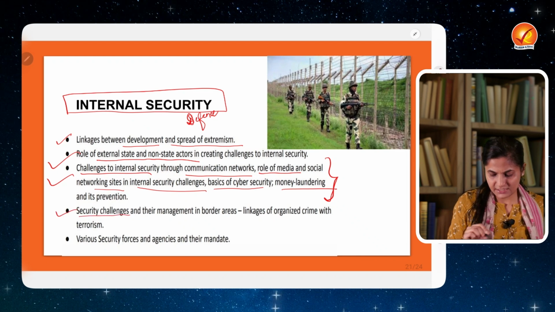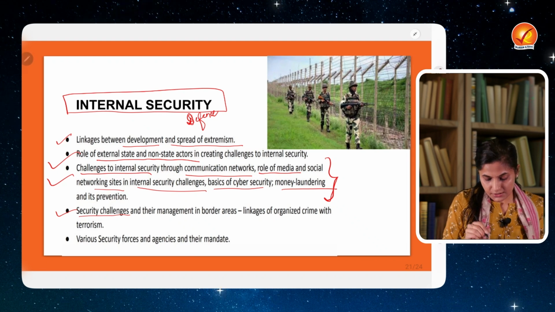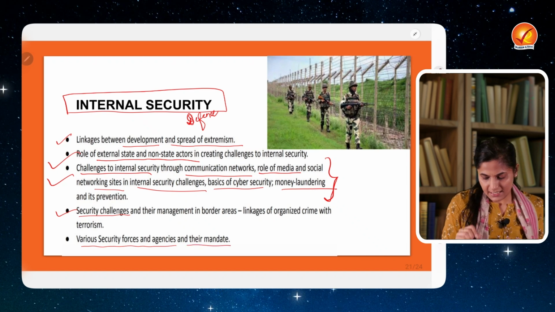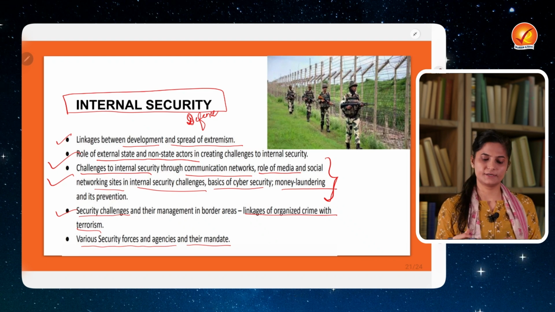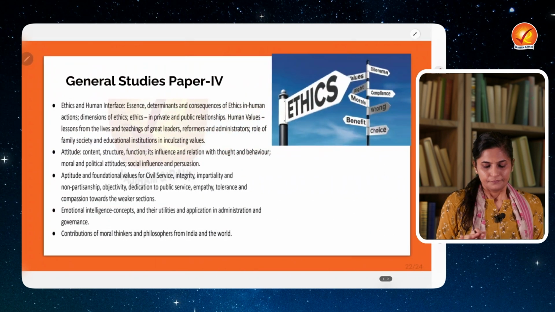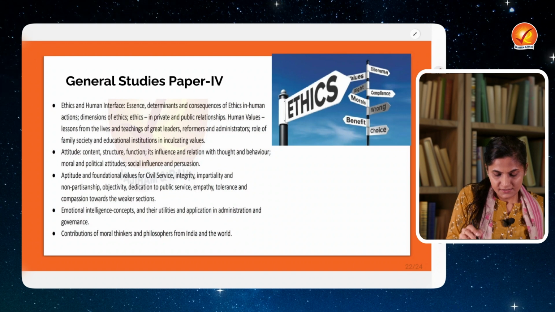Then various security challenges, then the various border areas that we have, how we manage them, which security forces guard them, what their agencies and mandates are, and how there is a linkage of organized crime with terrorism. So you have to read all of these concepts in entirety. That will take care of your internal security aspect in GS3.